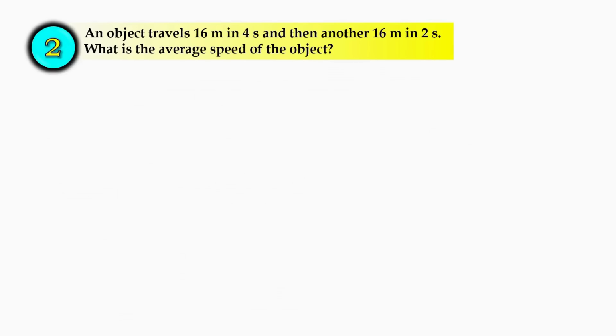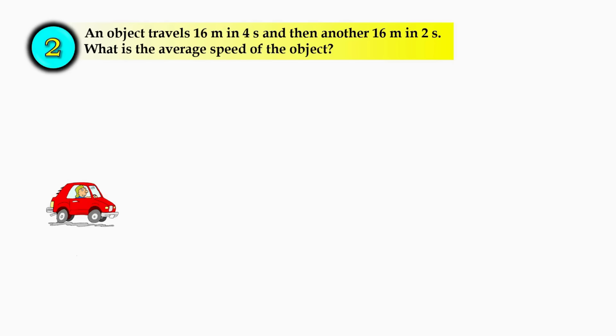Average speed problem. Let us solve this numerical step by step. An object travels 16 meters in 4 seconds and then another 16 meters in 2 seconds. We are asked to find the average speed of the object.